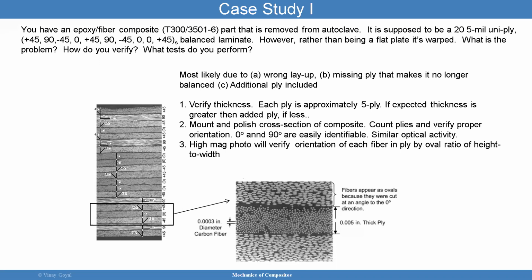So that was just an example, just like a case study to show you what could go wrong. In this case, it came out warped because one of the ply angles was wrong. It was not plus 45. And so that's why I find this case study exciting.